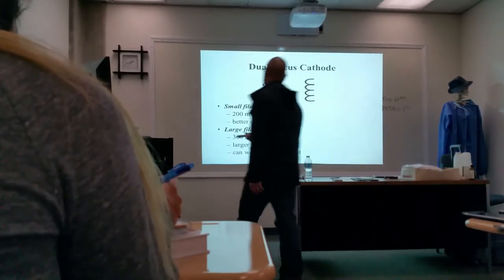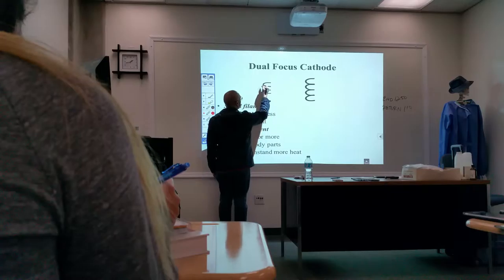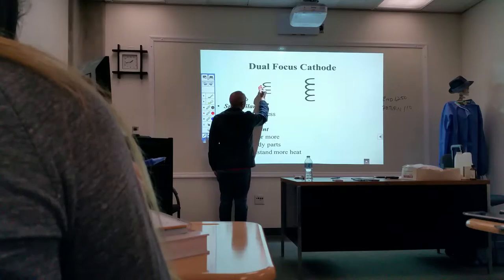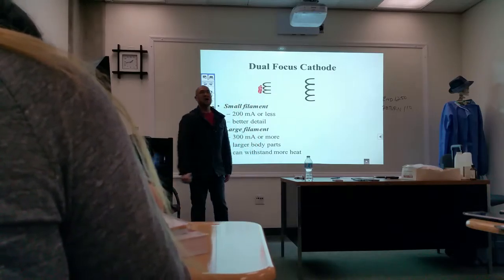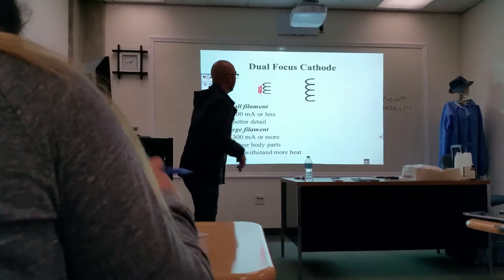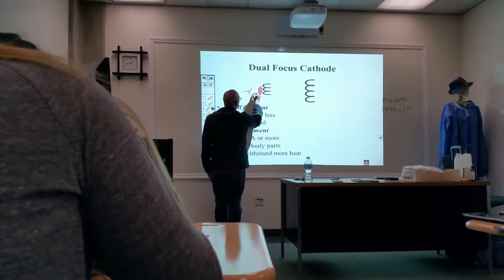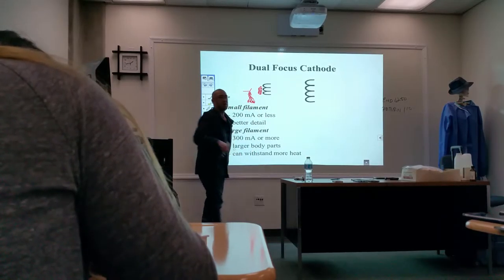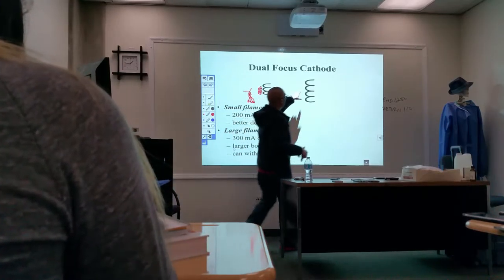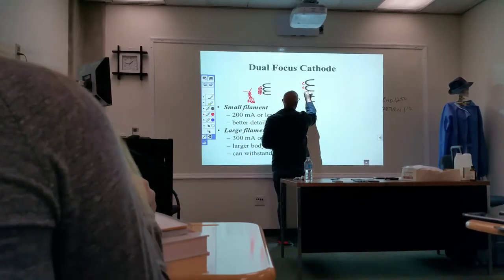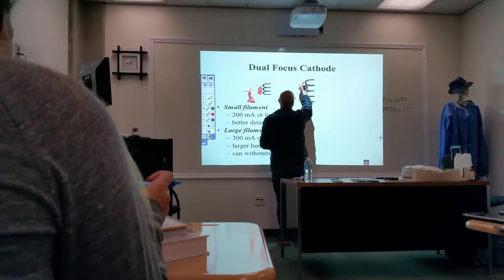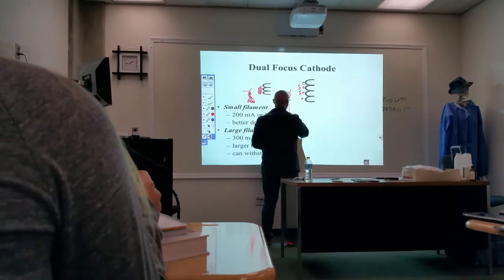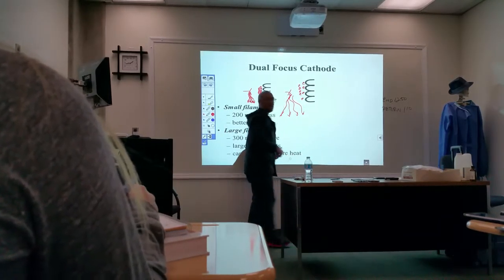Well, how does that work? Okay, well, with the small filament, electrons are being boiled off. Because it's in a smaller space or area, the electrons are tightly bound together. So when it makes X-rays, the X-rays are also going to be tight and closer together. Whereas with the larger filament, the electrons are a little bit more spread out, right? So when it makes X-rays, the X-rays are going to be spread as well.